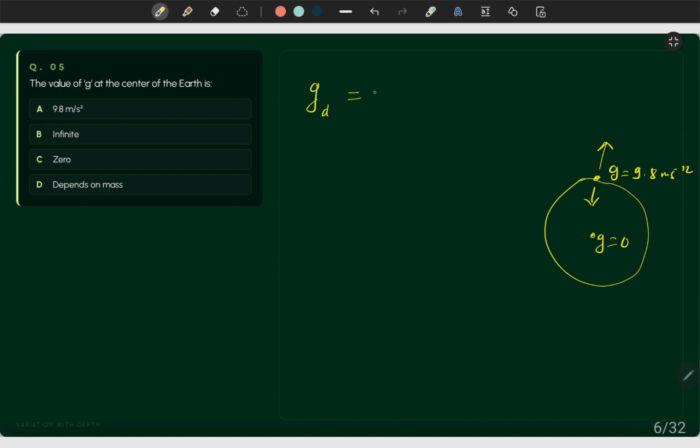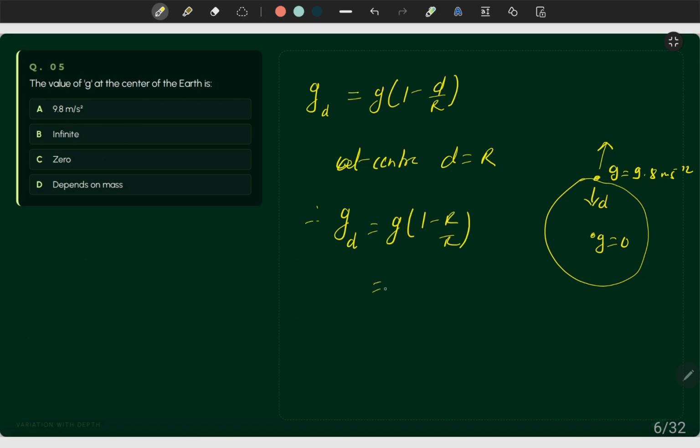g at depth is equal to g times 1 minus d by r. d represents depth. So at the center d will be equal to r. So therefore g at the depth will be equal to g times 1 minus r by r, that is g times 1 minus 1, that is 0. So that means at the center of the earth acceleration due to gravity is 0. The correct option is C.